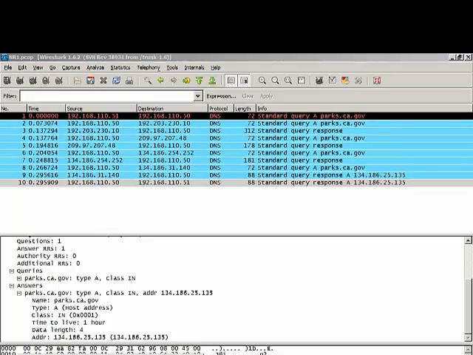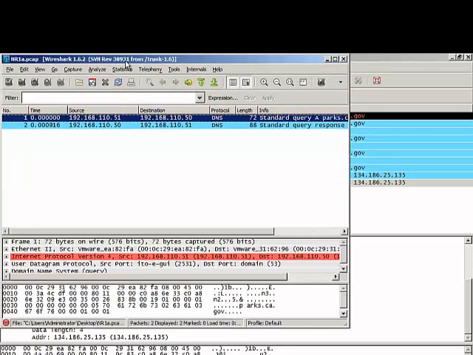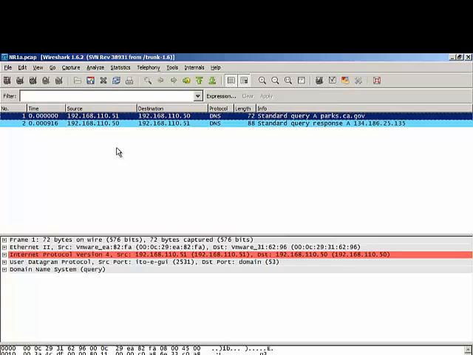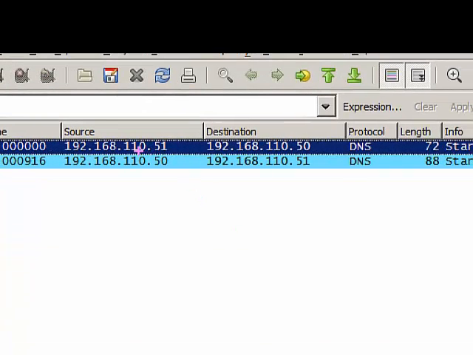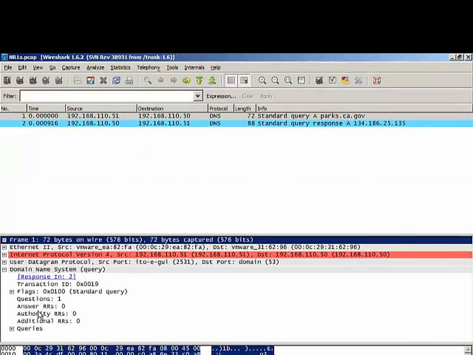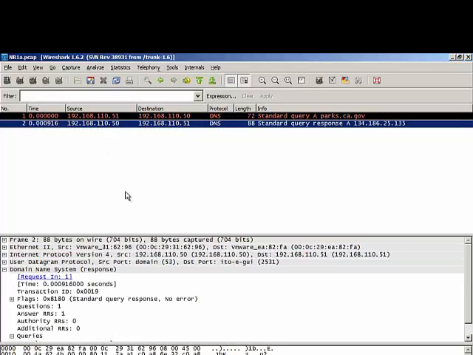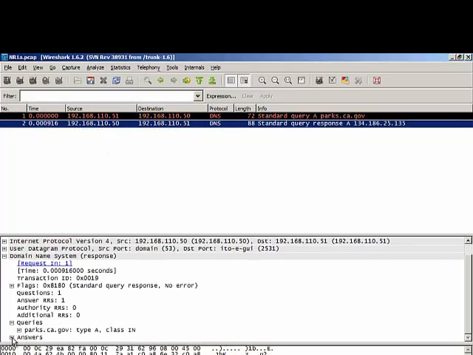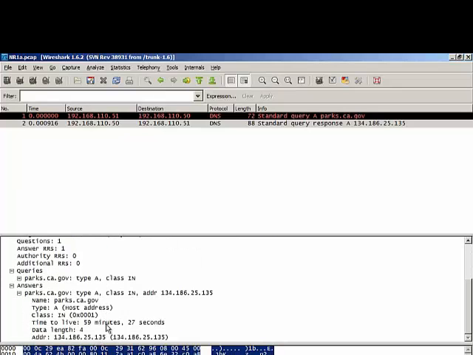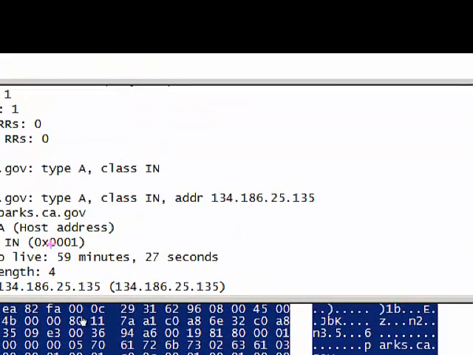And to show how that works, I did the exact same query again just moments later, and I did a packet trace. And here we can see that my computer asked its DNS server that exact same question, do you have the A record for parks.ca.gov? And my DNS server was able to immediately respond with the answer because it already had that information cached. You notice the TTL on this is only 59 minutes and 27 seconds because 33 seconds had passed since it originally got that information.